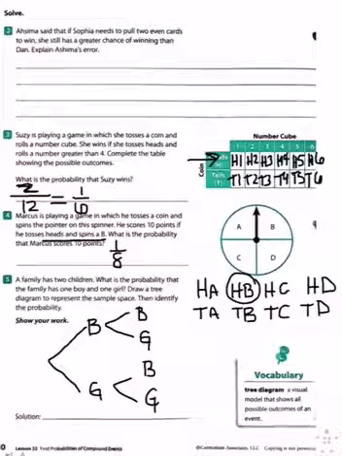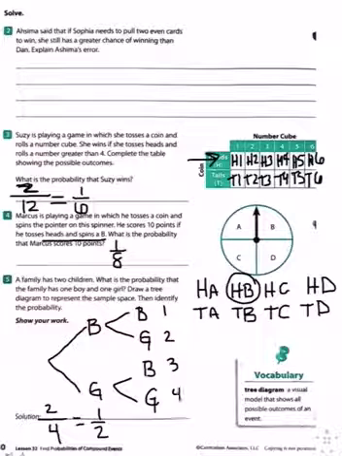So for them to have both 1 boy and 1 girl, that would be 2 out of the 4 possible outcomes, which reduces to 1/2. There are 4 possible outcomes, and 2 of them result in 1 boy, 1 girl. You can have a boy first and then a girl, or you could have a girl first and then a boy.